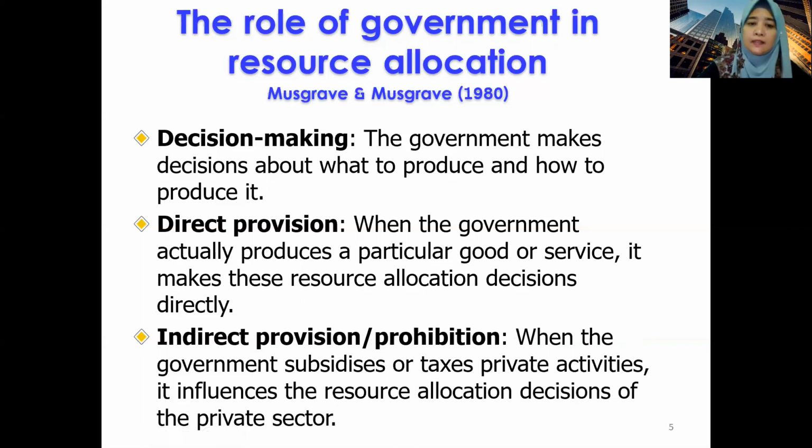Whereby when the government subsidizes, it influences the market, okay? It influences the resource allocation through subsidies or taxes. When the government subsidizes or taxes private activities, it influences the resource allocation decisions of the private sector. So indirectly, the government can influence the direction of the resource allocation, the amount, the volume, the rate of resource allocation, for instance. Higher level of provision or lesser level of provision for certain goods in the private sector.